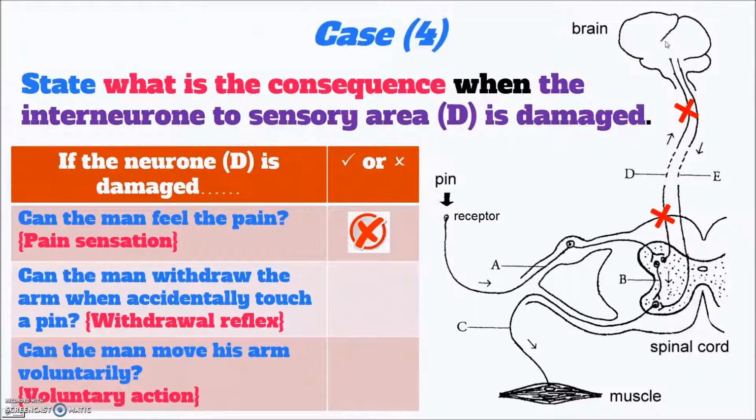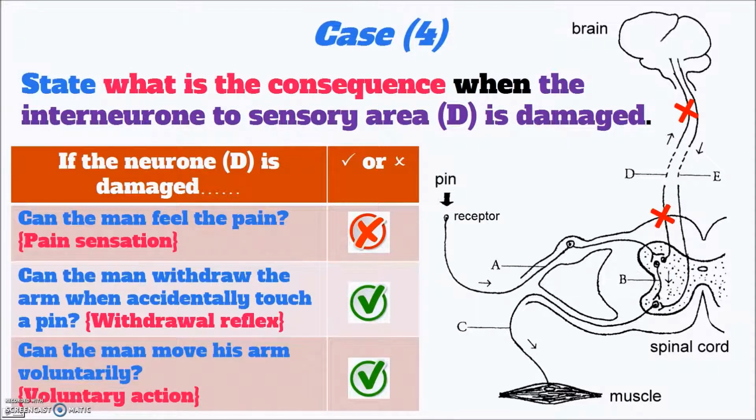And can he withdraw his arm by the reflex action? The answer is yes, because for A, B, C, the reflex arc is intact. So he can withdraw his arm by the withdrawal reflex. And can the man move his arm voluntarily? Of course yes, because neuron E is intact, and neuron C is also intact. So for this case, he cannot feel the pain, but he can perform the withdrawal reflex.